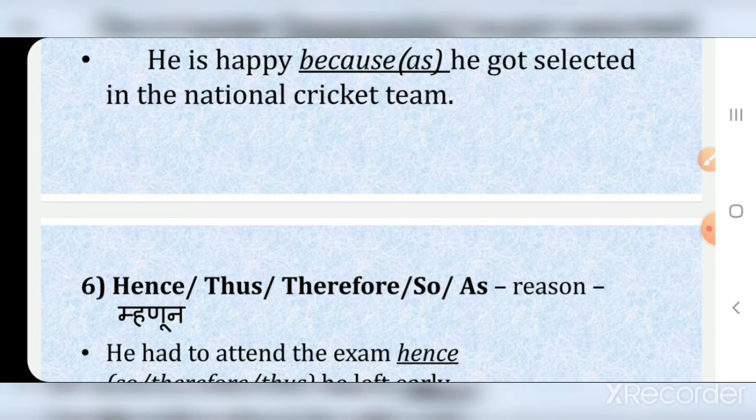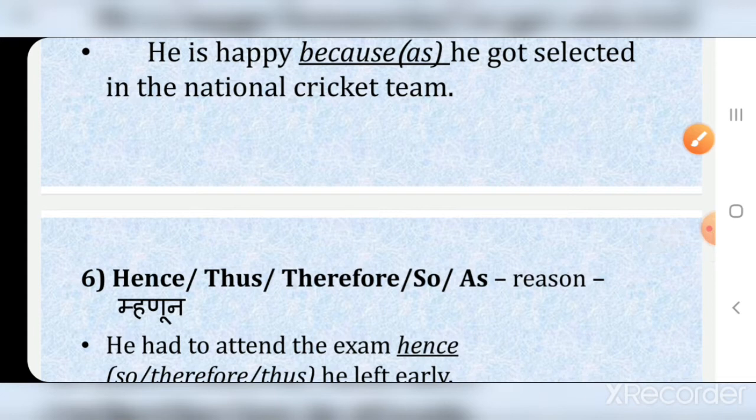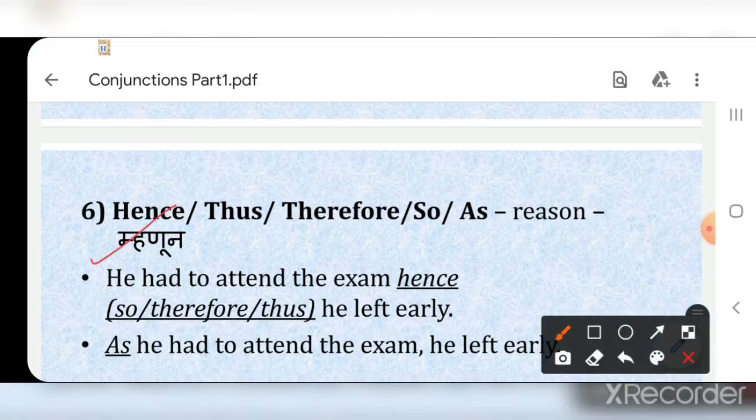Because its meaning is म्हणून. Here its meaning is म्हणून: hence, thus, therefore, so, as. Here you tell the reason in the first sentence, and then you use hence, or thus, or therefore, or so, and then you can state its effect.